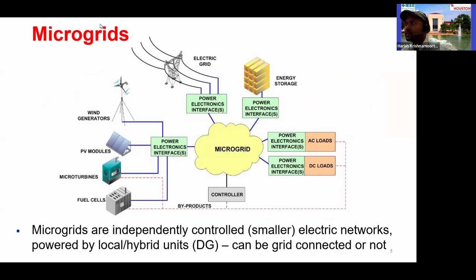With respect to some of the advancements, we are moving towards something called microgrids. Basically, microgrids are independently controlled electrical networks powered by local hybrid units. They can have solar panels, wind turbines, and energy storage, all these combinations together, and they may or may not be connected to the main grid. If you have a microgrid, you might end up having a higher or lower resiliency depending on how you control. But just as a keyword, please remember this, and we'll come back to this term later on as well.